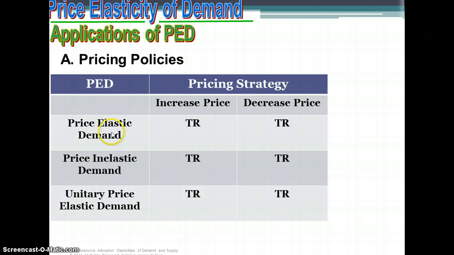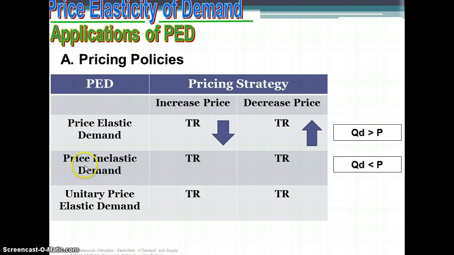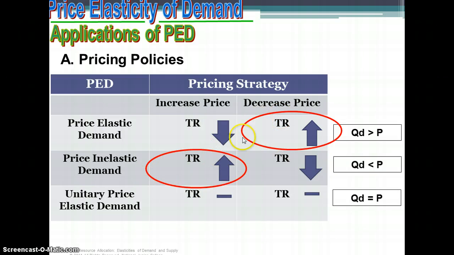So let us look at application. There could be a pricing strategy whereby when the demand is more price elastic, when there is an increase in the price, total revenue will fall. On the other hand, when there is a decrease in the price, total revenue will increase. When the demand is more price inelastic, total revenue will increase with the increase in the price. However, total revenue will decrease with the decrease in the price. Given a unitary price elastic demand curve, the total revenue will remain unchanged for both cases. So therefore, it depends. You will realize that total revenue increases in different situations.